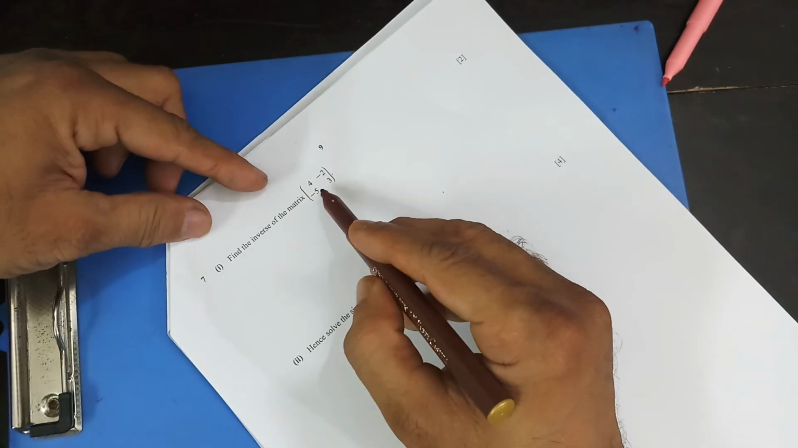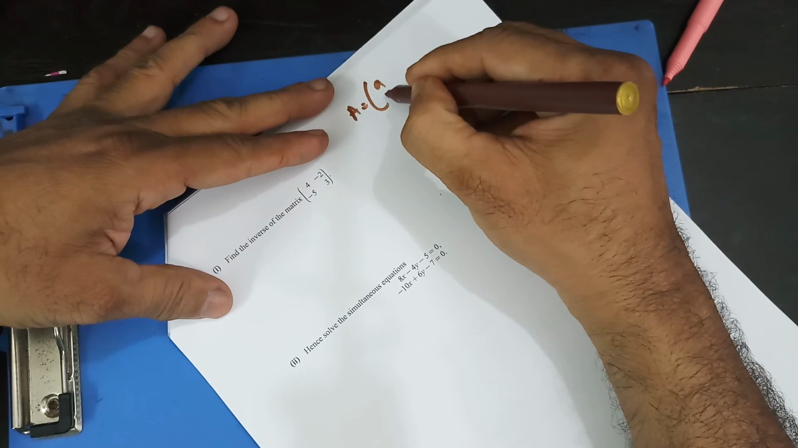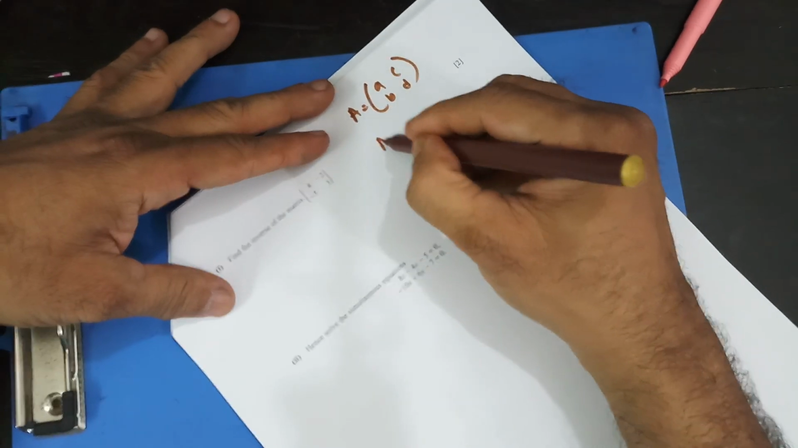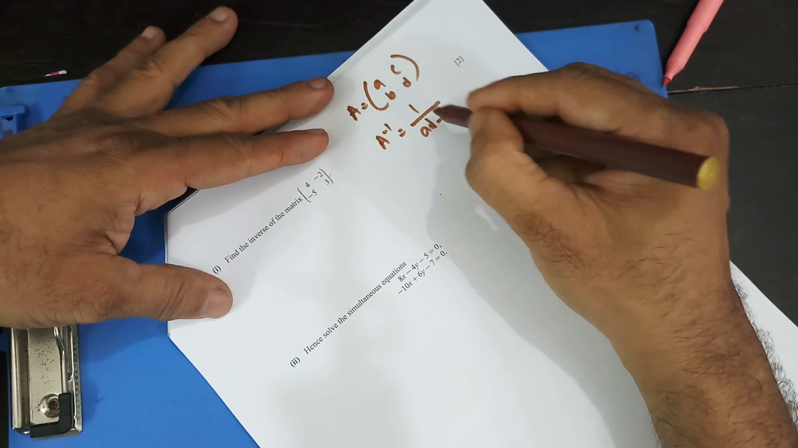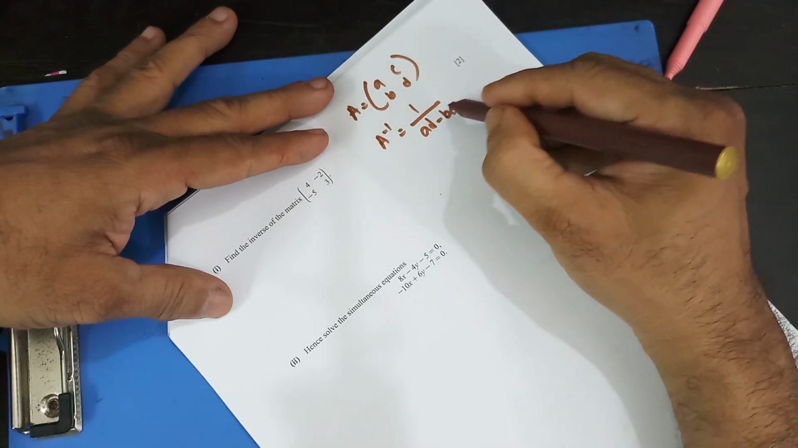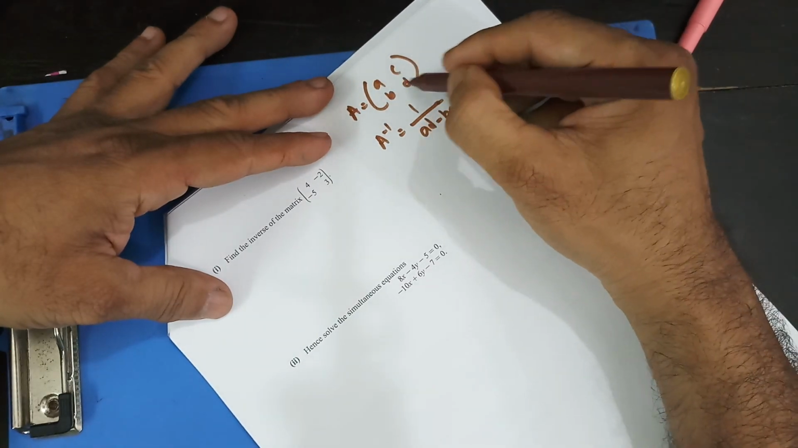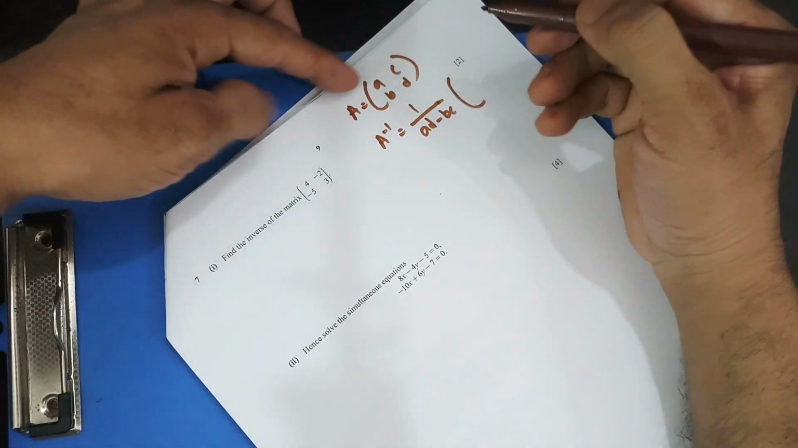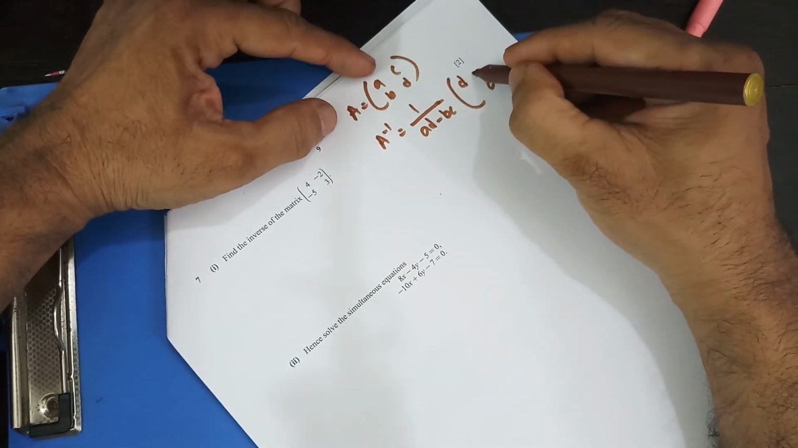Now question number 7. Find the inverse of the matrix. If you have a matrix, let's say a b c d, its inverse is going to be 1 by ad minus bc. This is known as the determinant. And then a and d, this crisscross over here, change their places, and b and c don't change their places, they just change their sign.